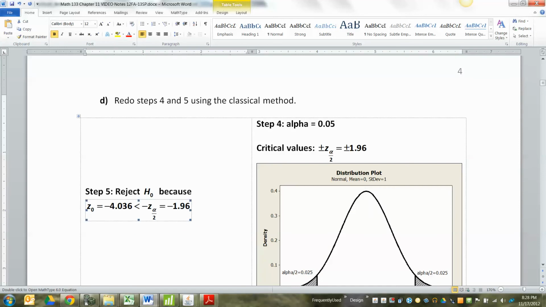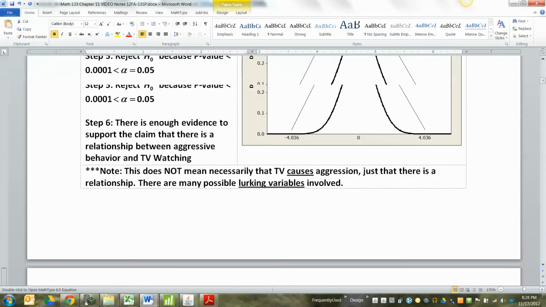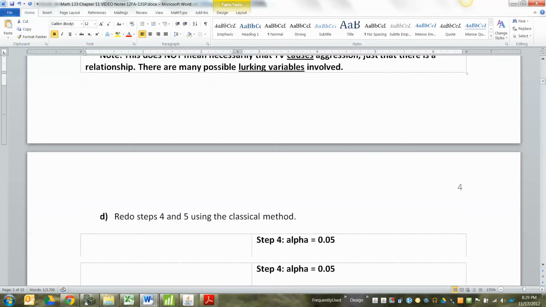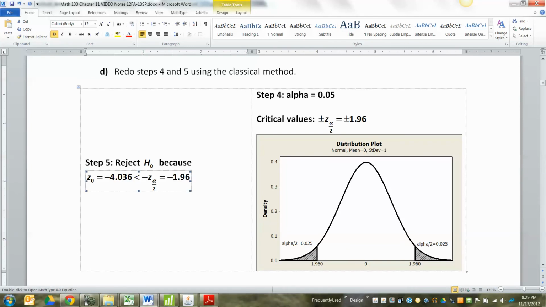Okay, well, our test statistic was negative 4.036. That means that the kids that don't watch TV are less aggressive. The difference between the kids that watch a lot of TV and the kids that don't, it's so significant that it's 4 standard deviations away from the mean, which is well past the 1.96 threshold. So yeah, we're rejecting. We're totally rejecting, right?